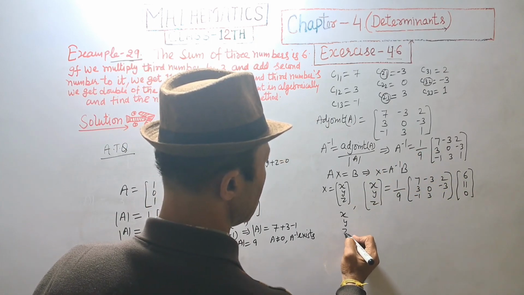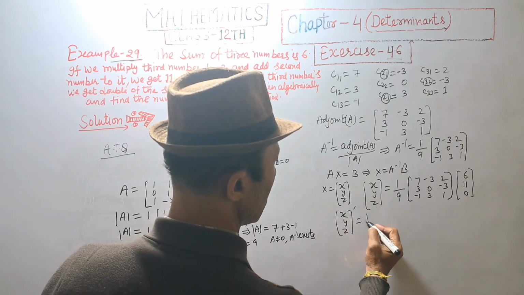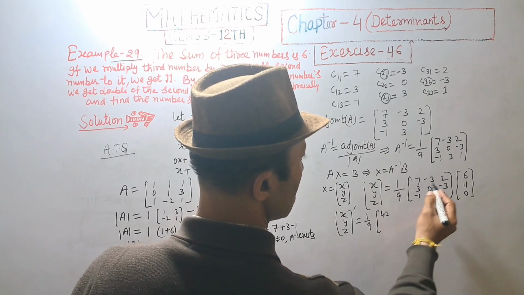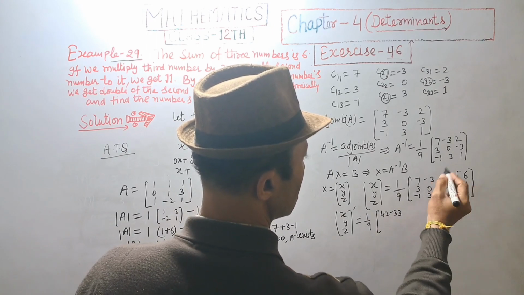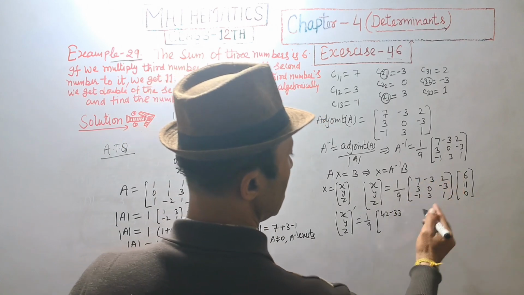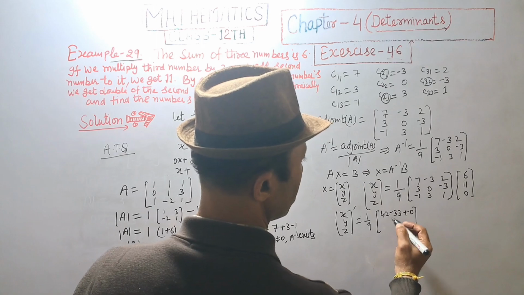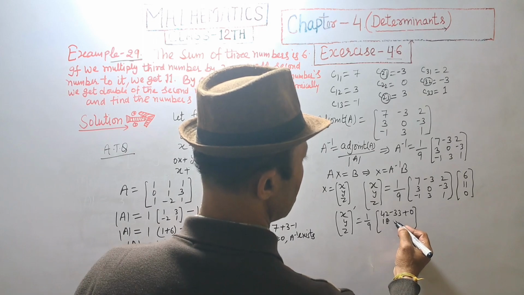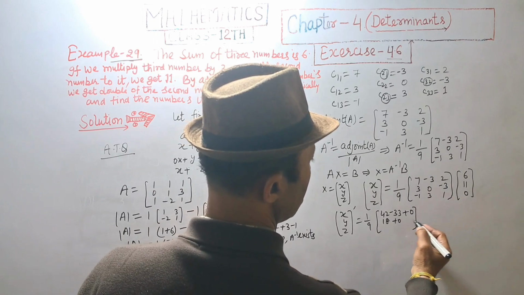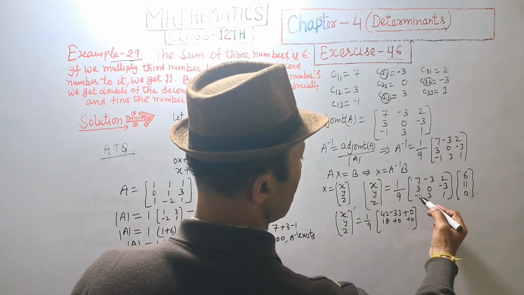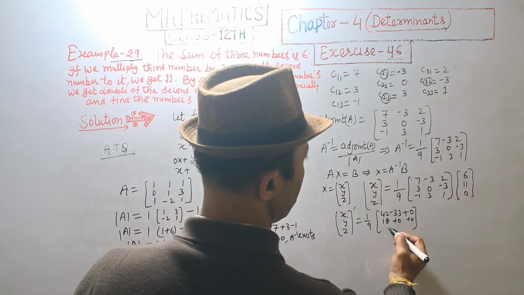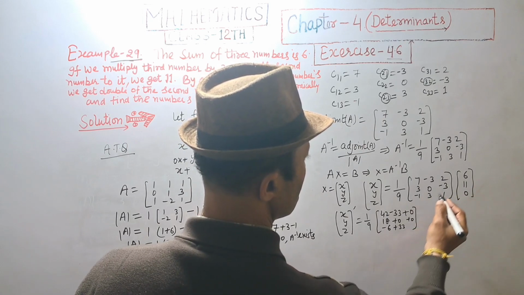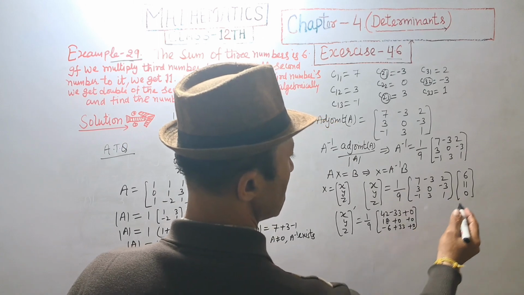So x, y, z is equal to 1 upon 9 times: 7 times 6 is 42, minus 33, since 11 times 3 is 33, and 2 times 0 is 0. Then 3 times 6 is 18, 0 multiplied by 11 is 0, 3 multiplied by 0 is also 0. And minus 1 multiplied by 6 is minus 6, 11 times 3 is 33, and 1 multiplied by 0 is 0.